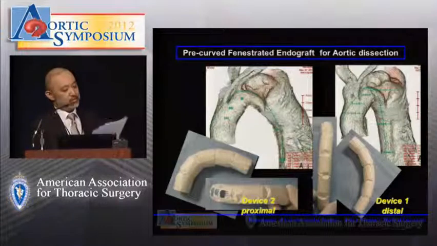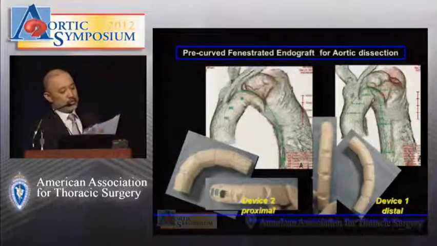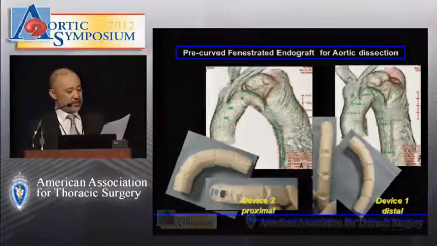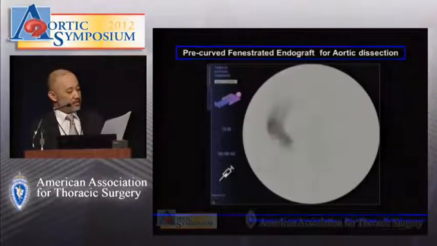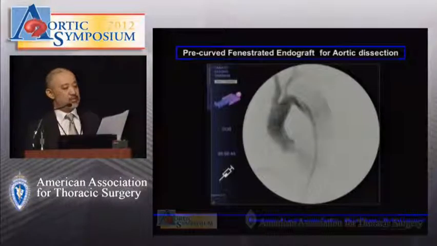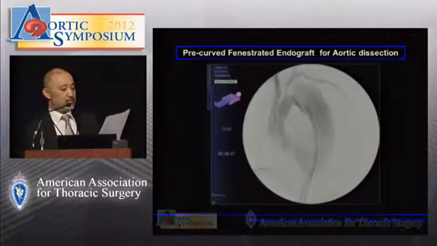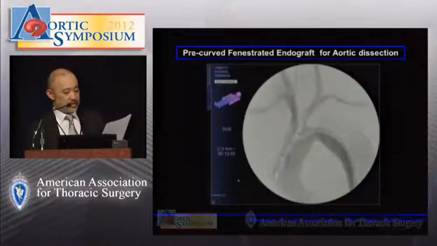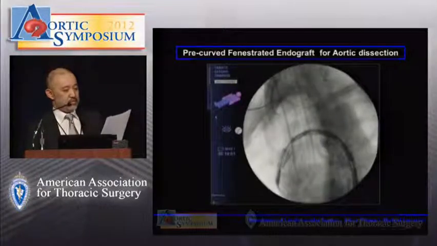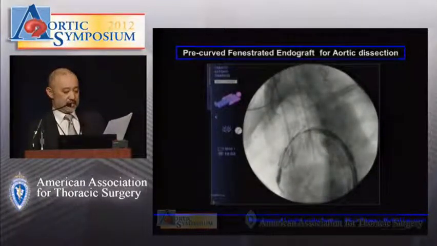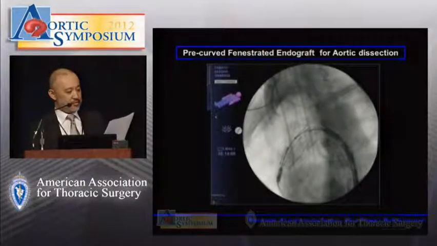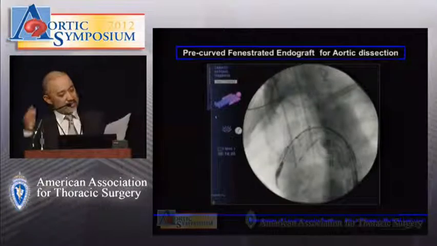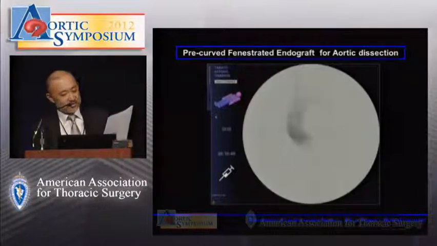I think the pre-curved fenestrated endograft is suitable for aortic dissection. For the type B dissection, this device can land in healthy aorta with low radial force. As you can see, the deployment technique for dissection is quite easy. The pre-curved shape is fit for severely angled configurations. We are now waiting for long-term results.